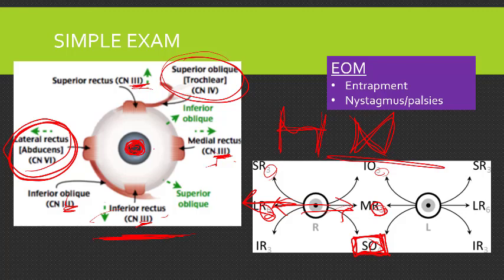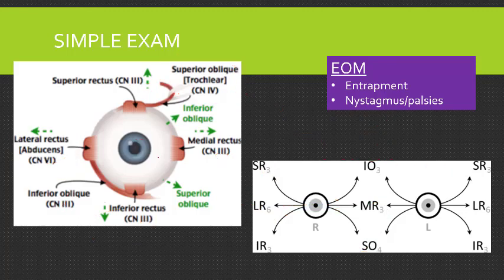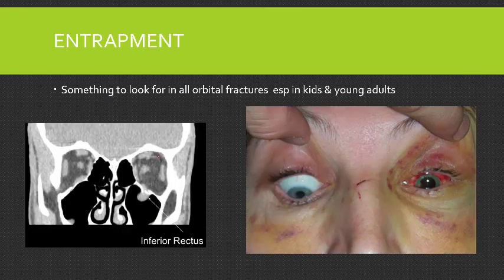So, I probably didn't do a very good job explaining this, but my recommendation is you sit down, you look at the muscles, you look at the movement that the muscles would make if it contracted, and then you look at which muscles connect to which nerves and really understand your extraocular motion. This is something that will come back to you in spades in practice. Make sure you understand it.